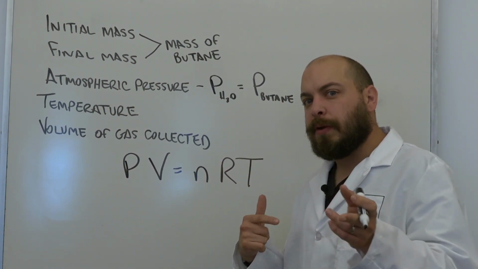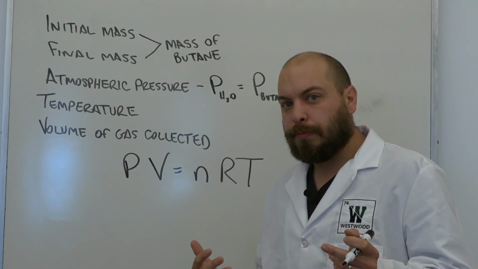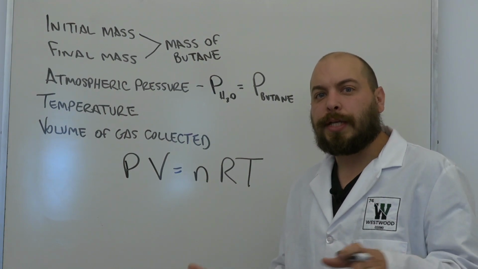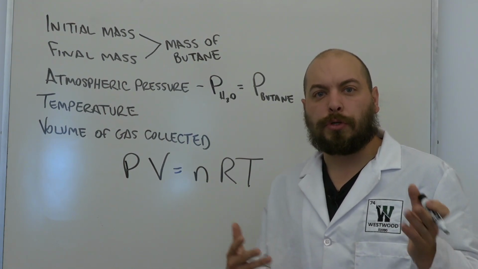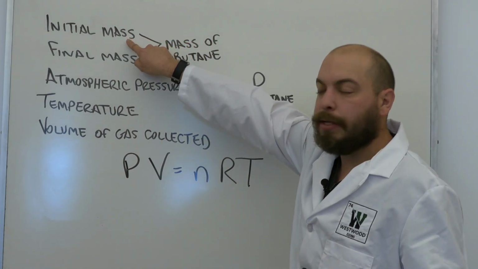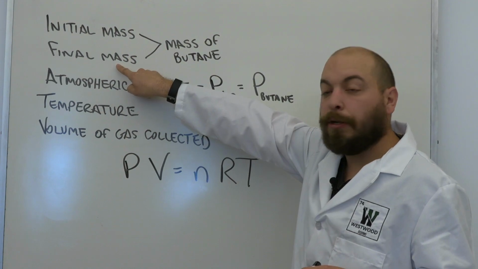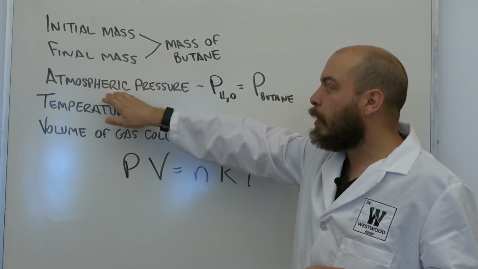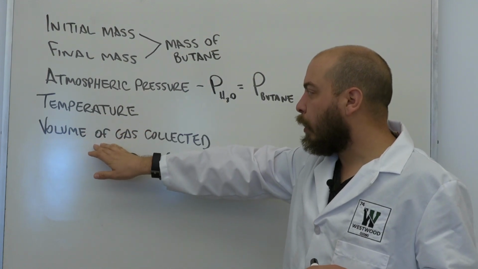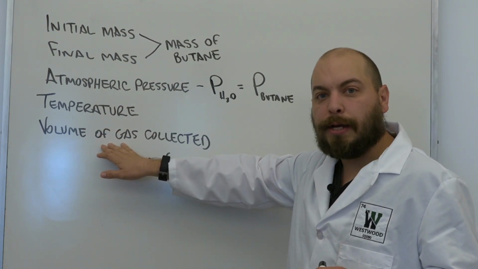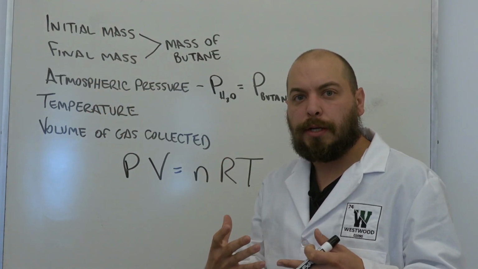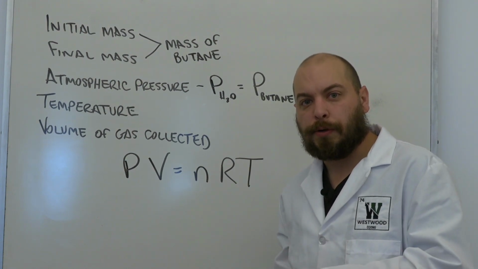So remember, types of error include measured values, right? Things that we are looking at, not calculated values. Calculated values are not accounted for in terms of error, just measured values. So what are we measuring? Well, we're measuring the initial mass of our lighter, the final mass of our lighter, right? We're reading the atmospheric pressure, we're measuring the temperature, and we're collecting a certain volume of our gas. In other words, these are our measured values. So these are the ones that could see sources of error.